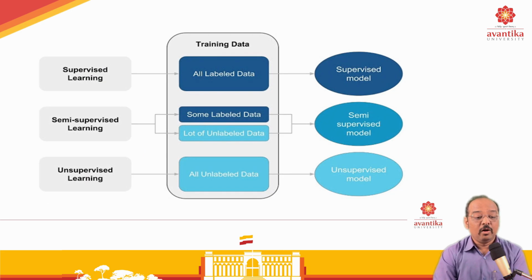Going beyond that, we need to look at semi-supervised learning. The combination of supervised and unsupervised learning is called semi-supervised. If we take some labeled data from supervised learning and process it with unsupervised learning, then it is semi-supervised learning. So semi-supervised learning is the third type, a subtype of machine learning.